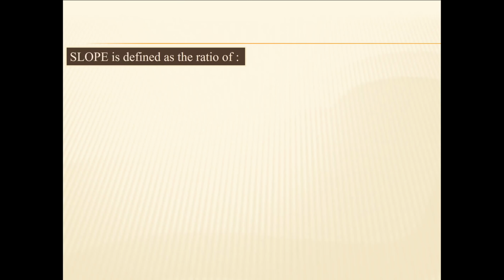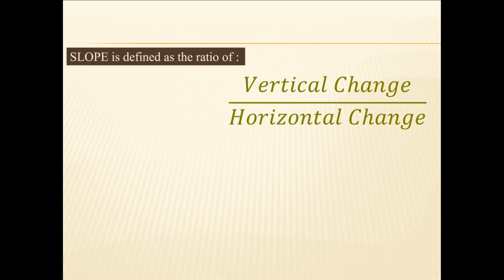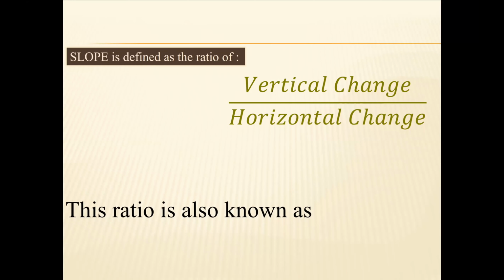The slope of a line, or the gradient, is defined as the ratio of vertical change to horizontal change. With respect to horizontal change, how much vertical change is occurring, that is defined as the slope of a line. In common words, we say this ratio is rise upon run. How much it is rising on a unit run of horizontal distance, that is called the slope of the line.